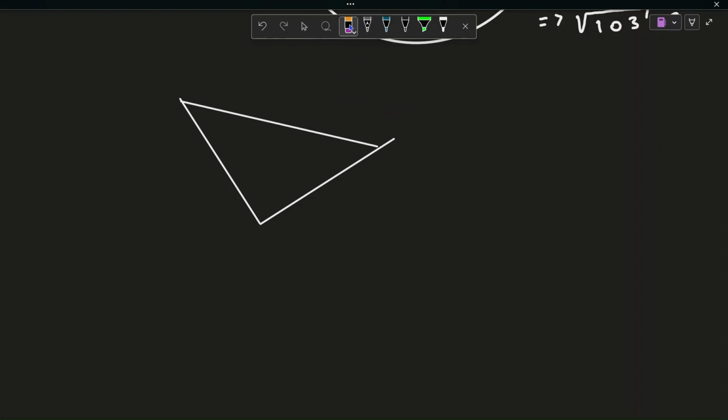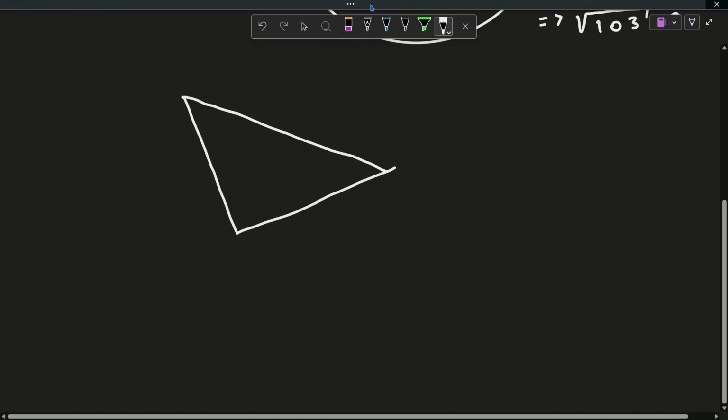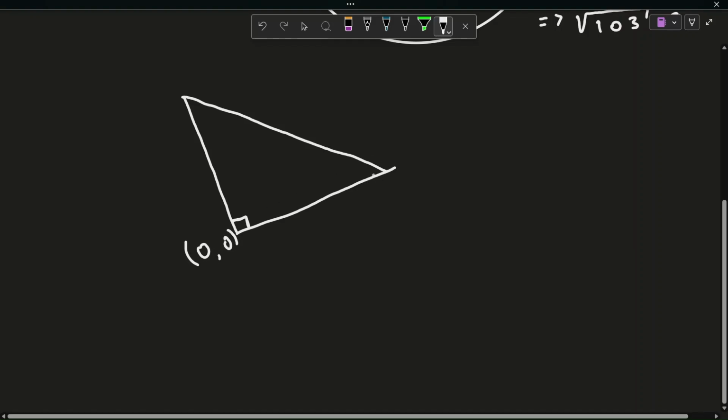I'm going to redraw this entire triangle. All right, so if this is the right angle, that means this is the center 0, 0. And this is point A, and this is point B. And this is the hypotenuse C. And these two lines are equal to the square root of 103.